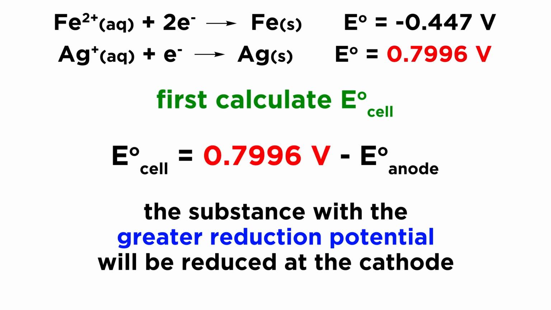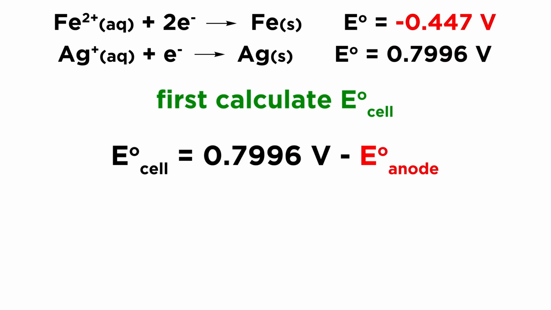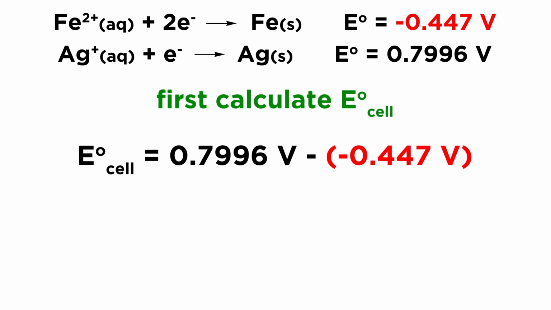So that means E cell will be E cathode, or the half reaction involving the silver ion being reduced, that is 0.7996 volts, minus E anode, which will be the half reaction involving iron, which means it is actually solid iron that will be oxidized, and that value is negative 0.447 volts.